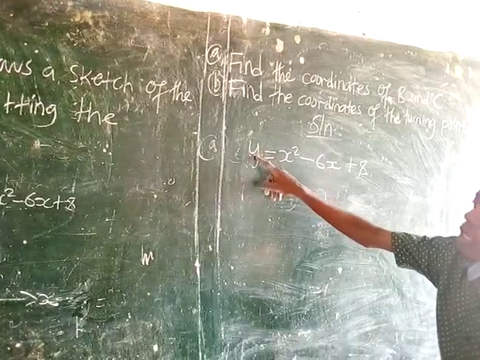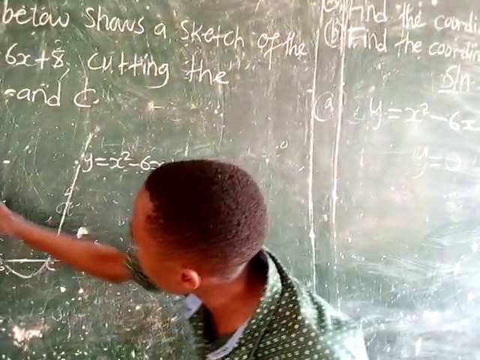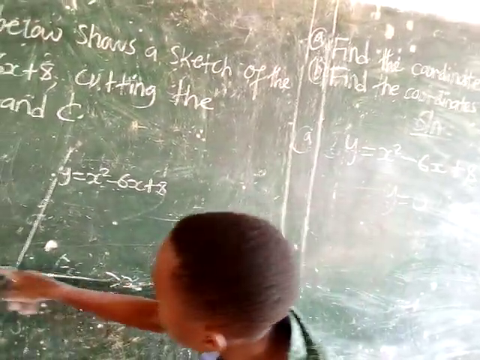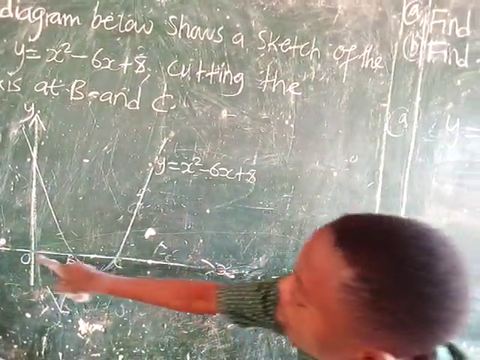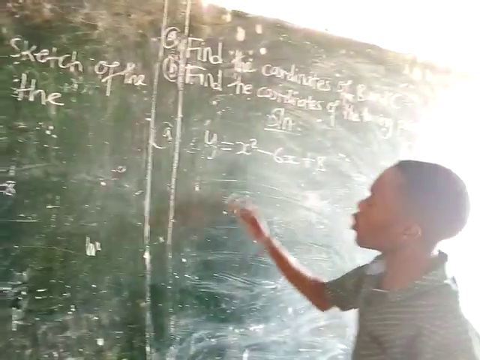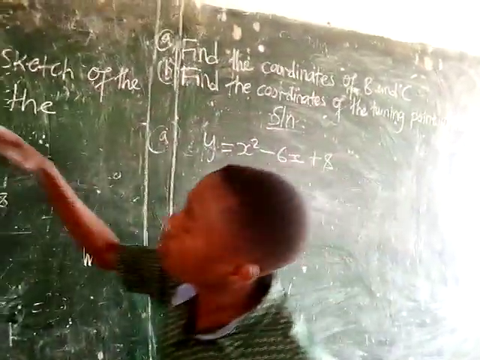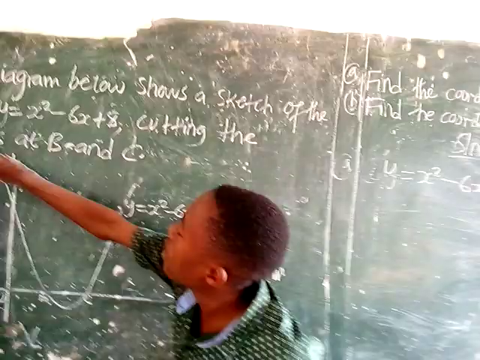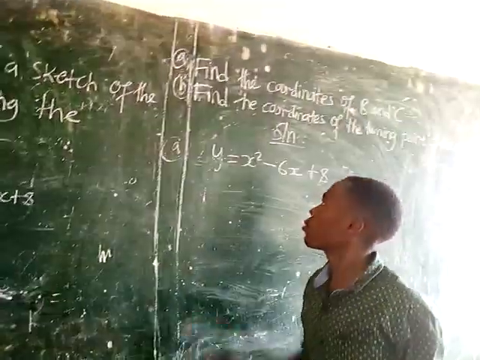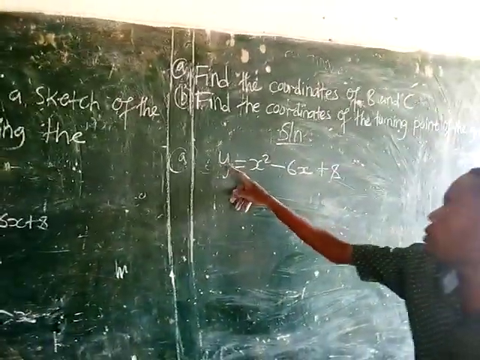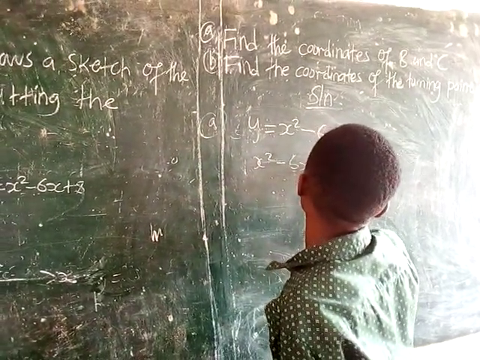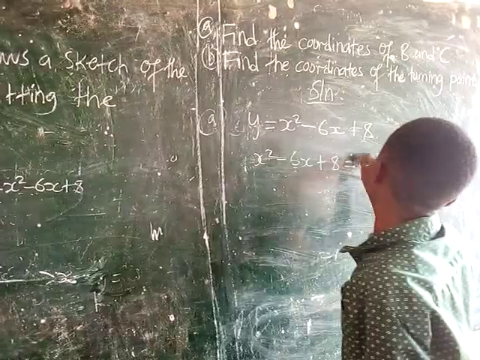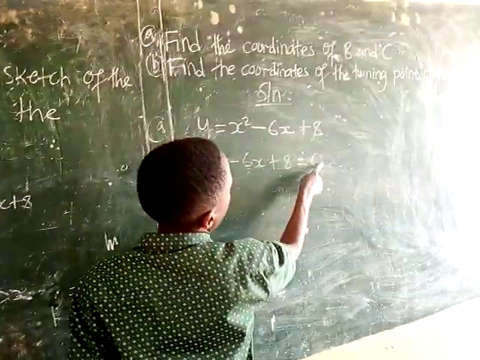Now, why are we putting a 0? Because the graph is cutting the x-axis. On the x-axis, the value of y at that point is 0. So whenever you hear the term the graph is cutting the x-axis, just know that where there is y, you need to put a 0. So x squared minus 6x plus 8 should be equal to 0.